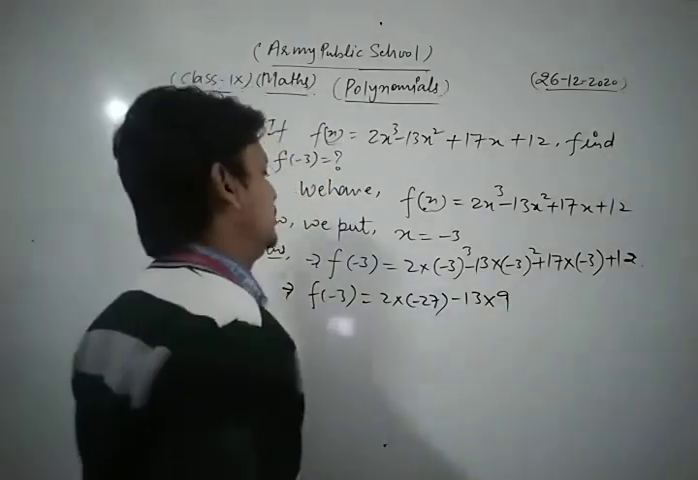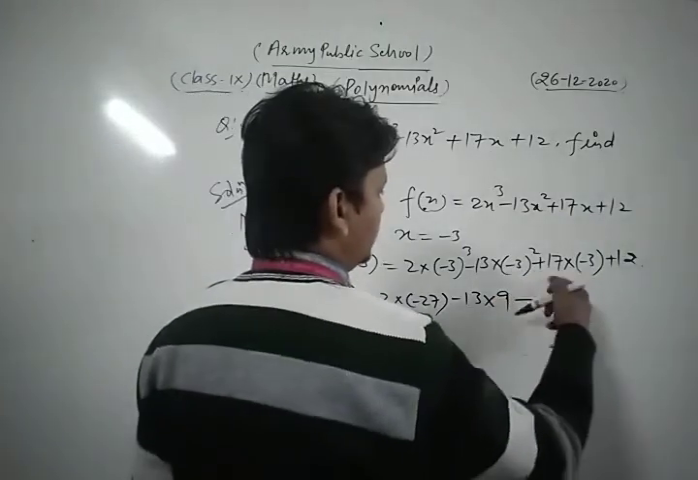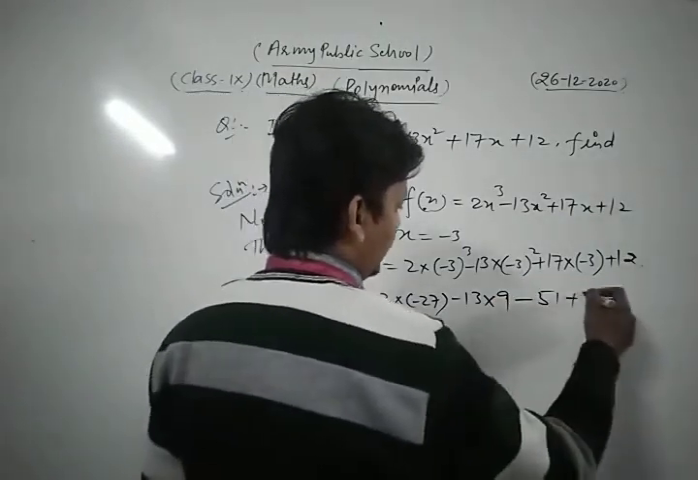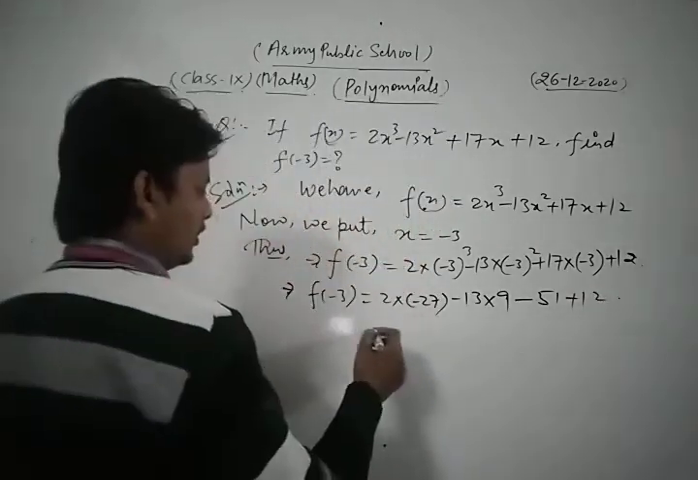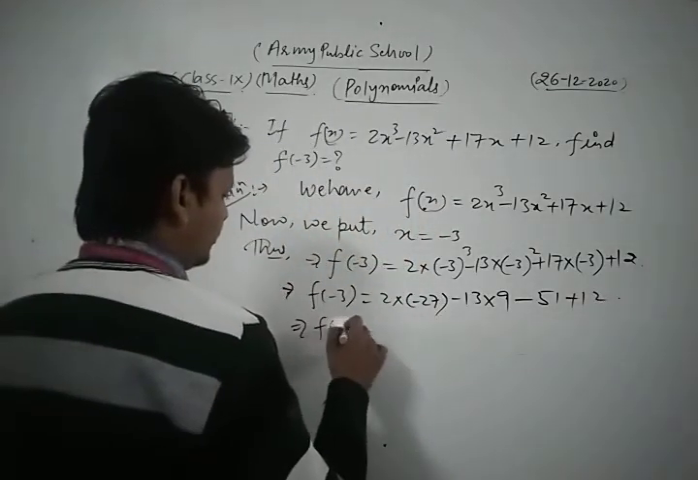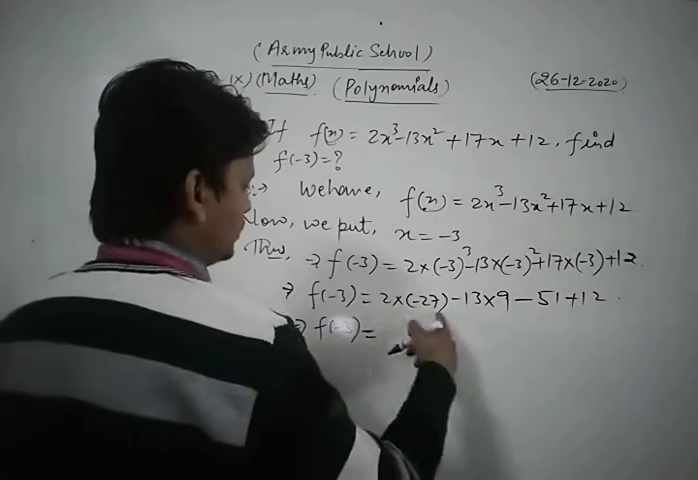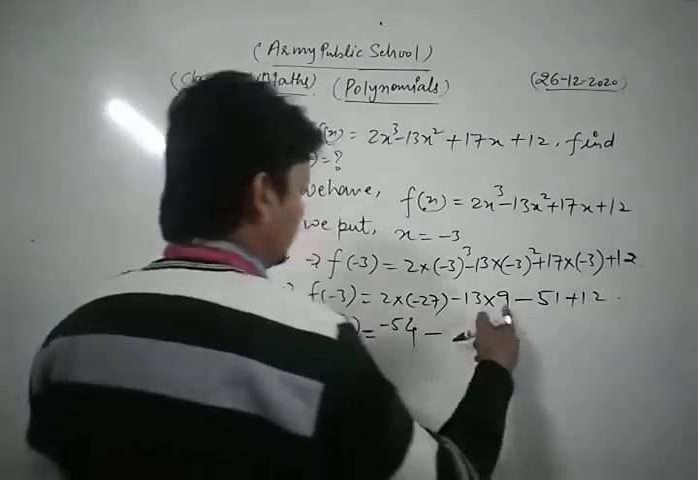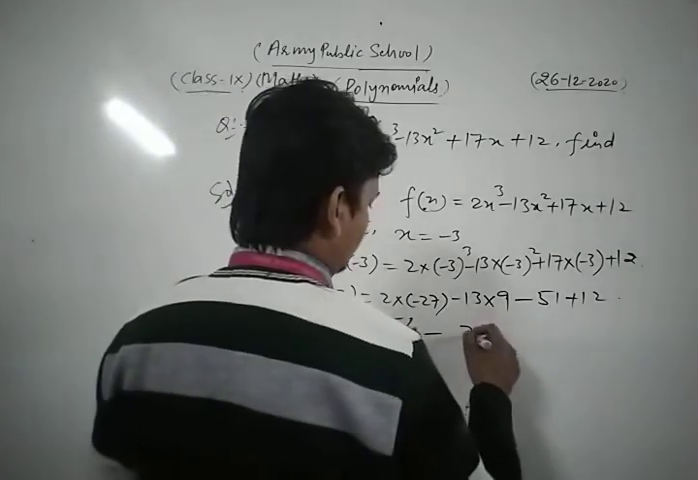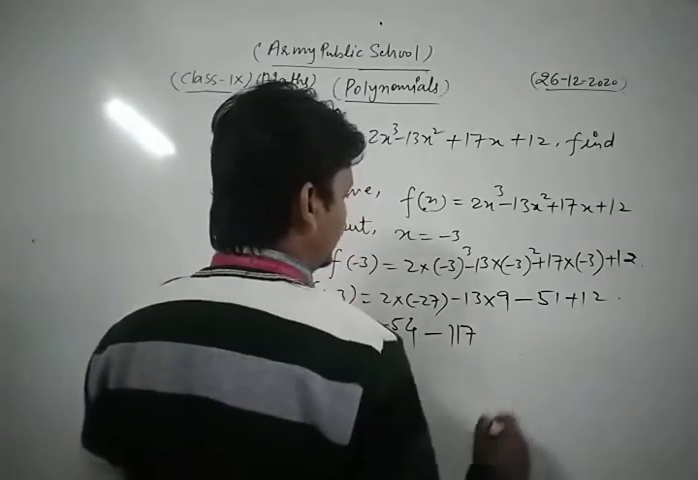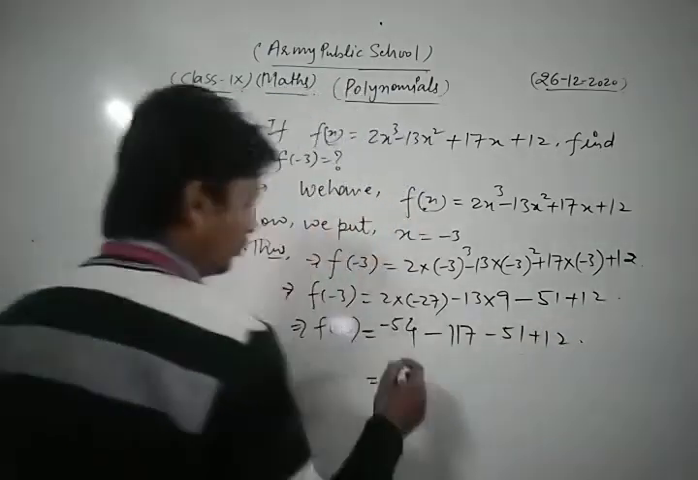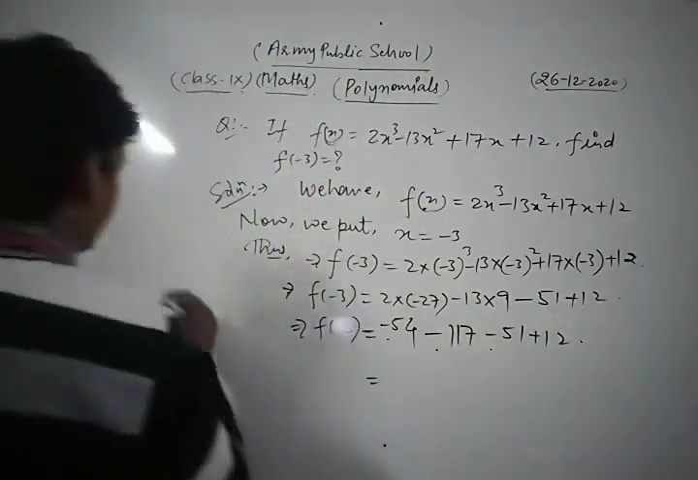So here this is plus 9 and minus minus 17 times 3 is 51. Here we write 51 and plus 12 as it is. Now let's see. So we write f of minus 3 is equal to 278 minus 54 minus 117 minus 51 plus 12. Now minus minus minus, we are adding these terms, so we get this.